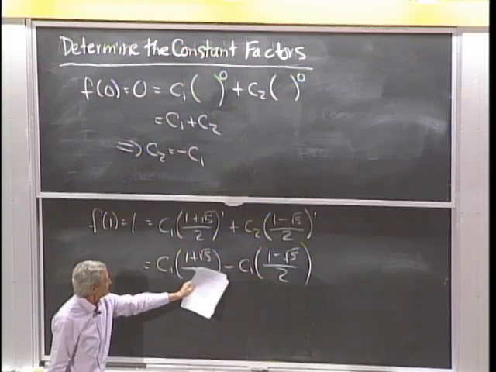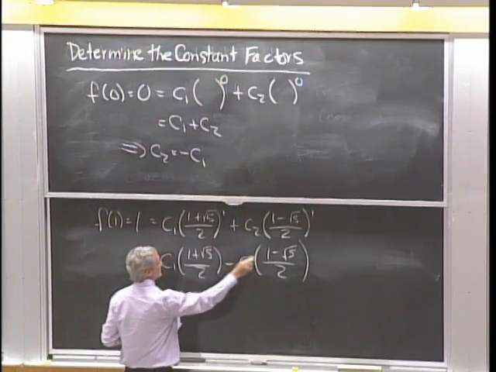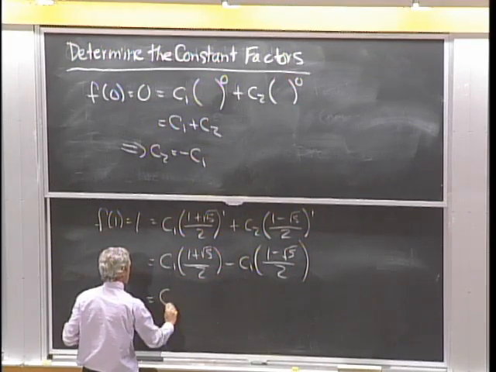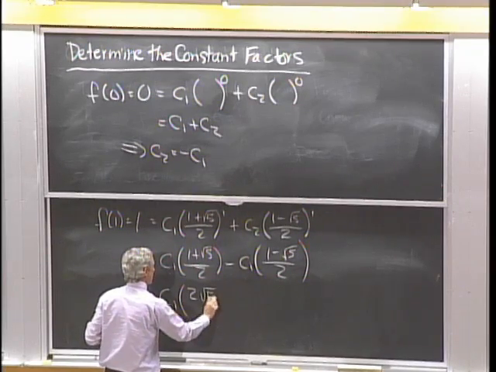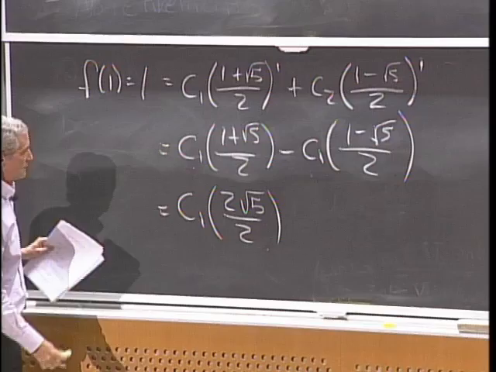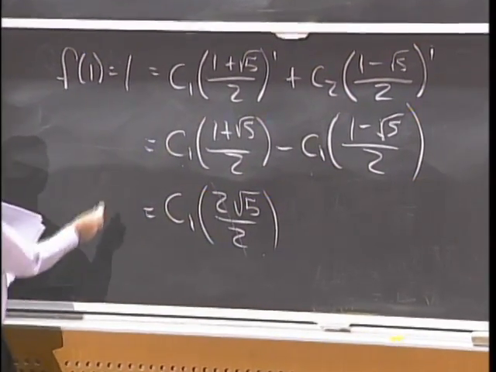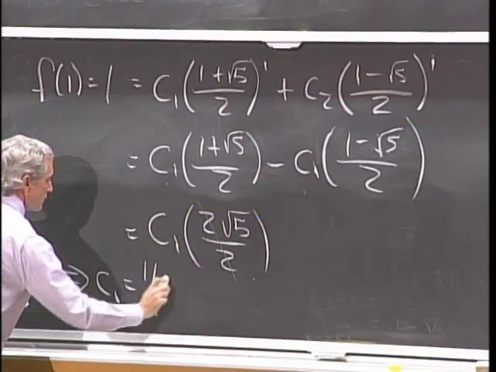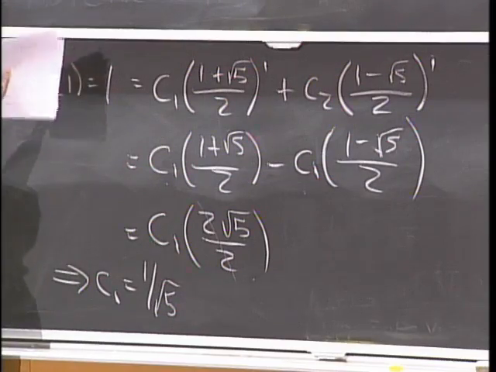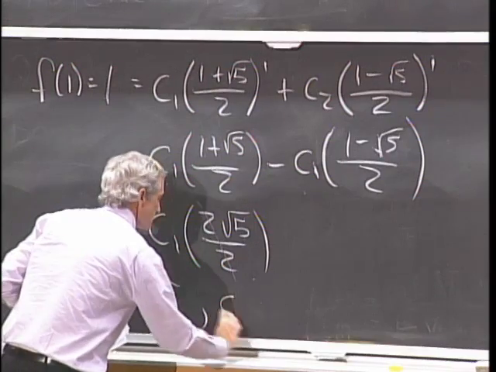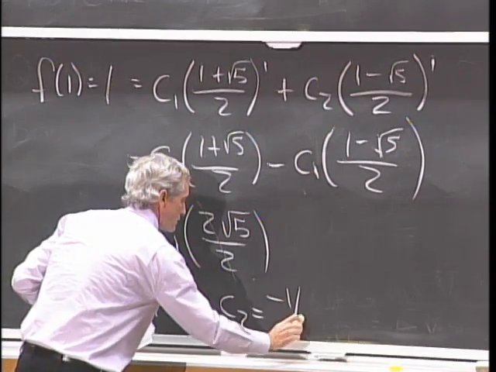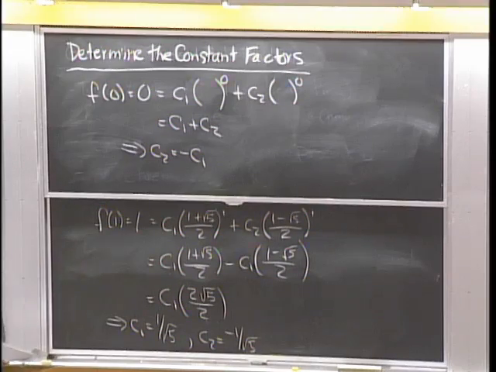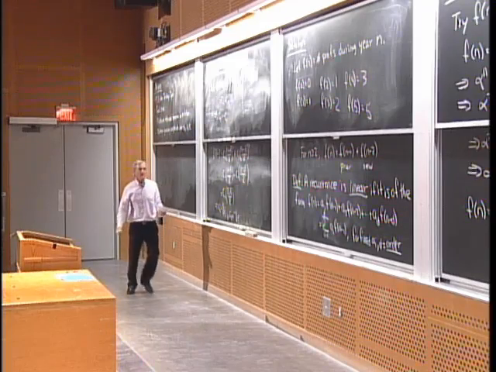Now that I can factor out the c1, I get 1 minus 1, square root of 5 plus square root of 5. This gives me c1 times 2 square root of 5 over 2. These cancel. This was all equal to 1, so that means that c1 equals 1 over the square root of 5. And of course, c2 is minus that. c2 is minus 1 over the square root of 5. Any questions so far? All right.